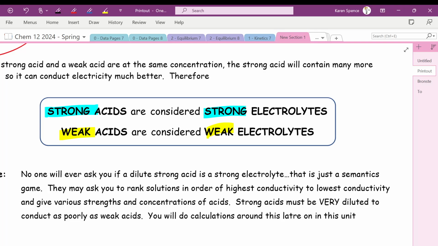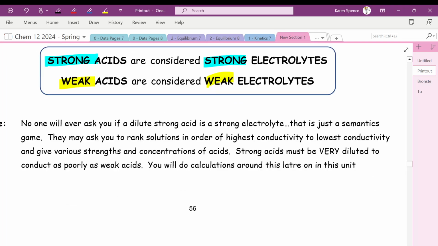They might ask you to rank solutions in order of highest conductivity to lowest conductivity. So you can say, oh, these acids are both strong, but this one is more concentrated, therefore it will be more conductive. It'll be a stronger electrolyte. If I have a strong acid and a weak acid, the strong acid will conduct better than the weak acid. That's all.